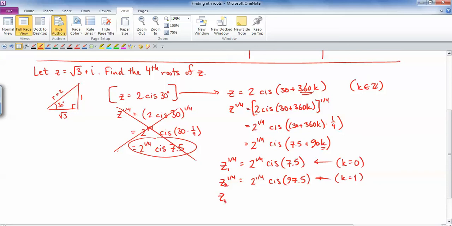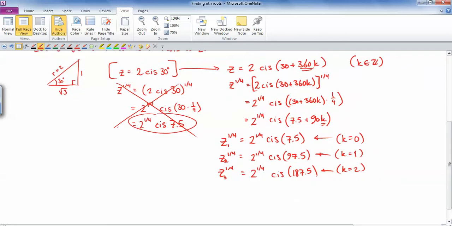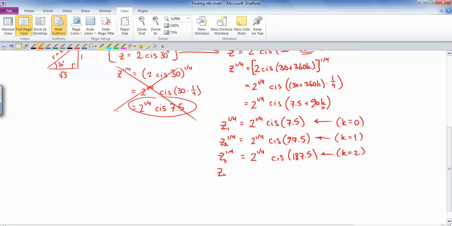Then we've got z sub 3 to the 1/4, so we're going to add another 90 to that angle. So that's going to be CIS 187.5. That's when k equals 2. And we'll keep going with this. So we'll plug in another one. Z sub 4 to the 1/4 equals 2 to the 1/4 CIS, and then this is going to turn into 277.5. That's when k equals 3.